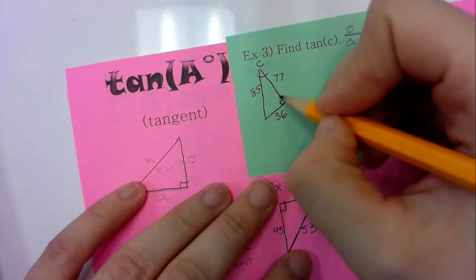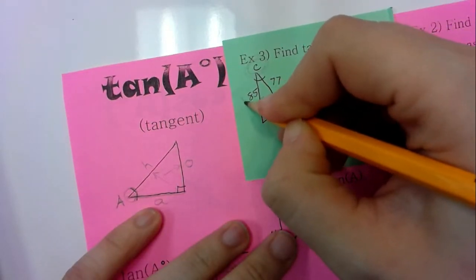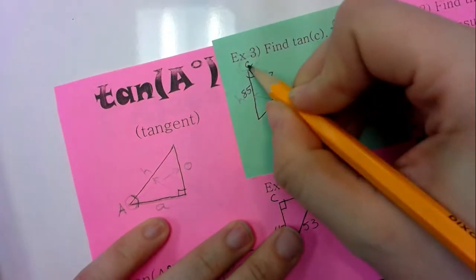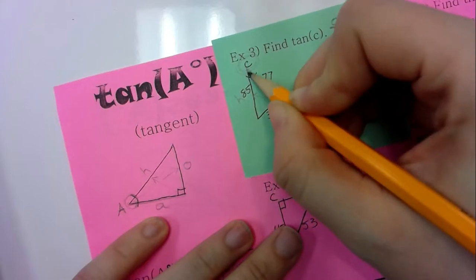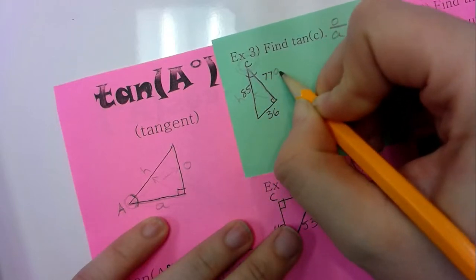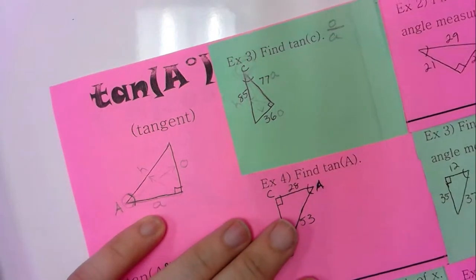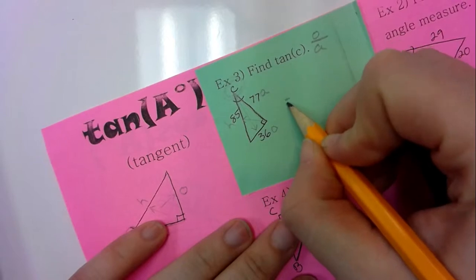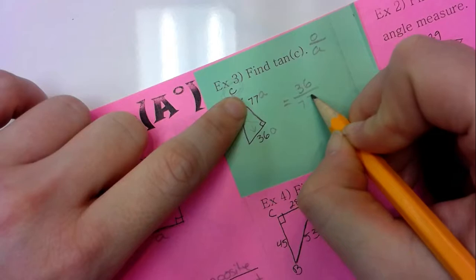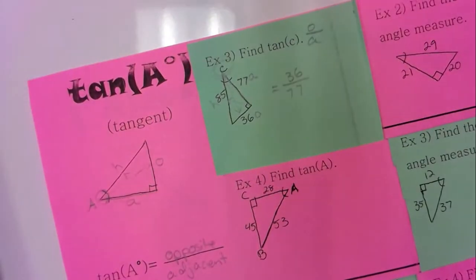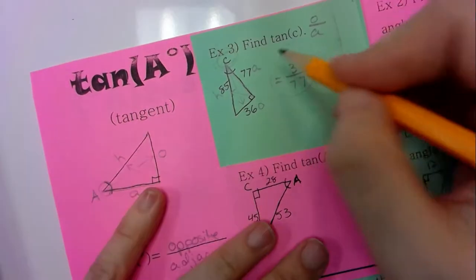Here's angle C. So go ahead and identify your sides. Clearly this is the hypotenuse. It's across from the right angle, it's the longest. Then angle C is made up of these two sides, so this must be the adjacent. And then this is the opposite because it's across from the angle. So I need to take the opposite side over the adjacent. So the opposite is 36 and the adjacent is 77. And then simplify that if you can, but it doesn't look like we can. So, yay!